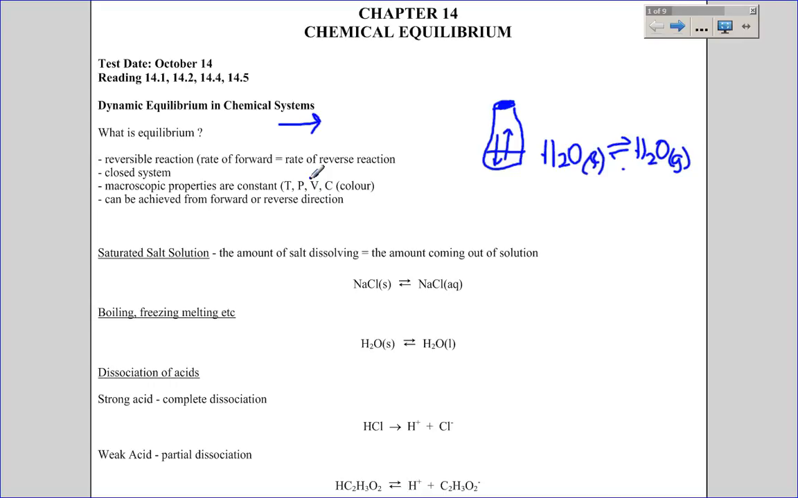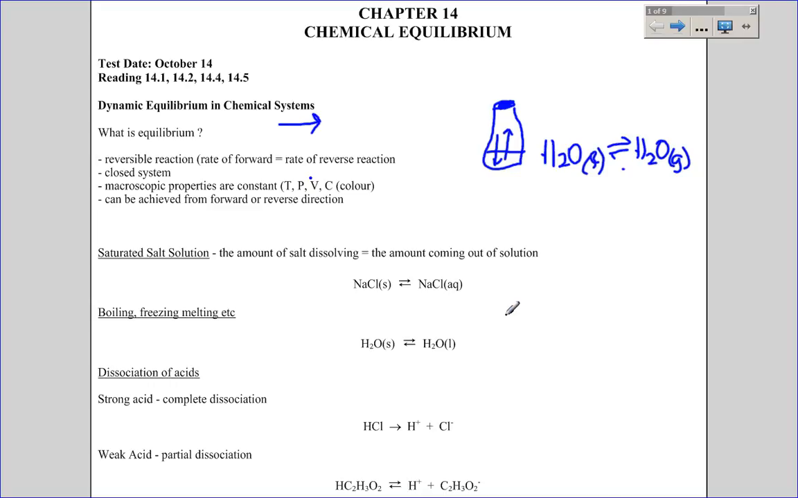So the pressure is going to stay the same in the system. The volume is going to stay the same in the system. The concentrations of the reactants and products are going to stay the same, which is going to lead to a color that is constant of the system. We'll examine this last principle of equilibrium, that it can be achieved from the forward and reverse direction, in a few moments, and through the activity that you do in class.